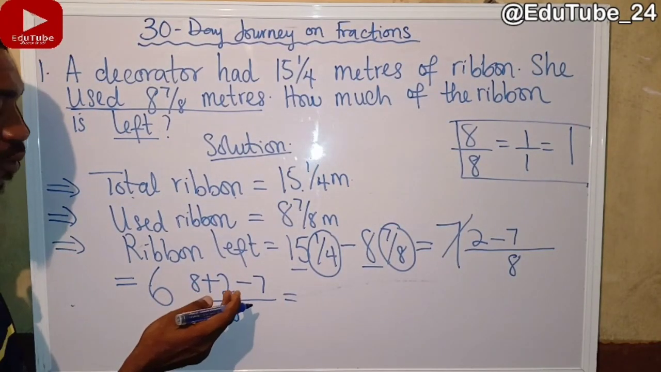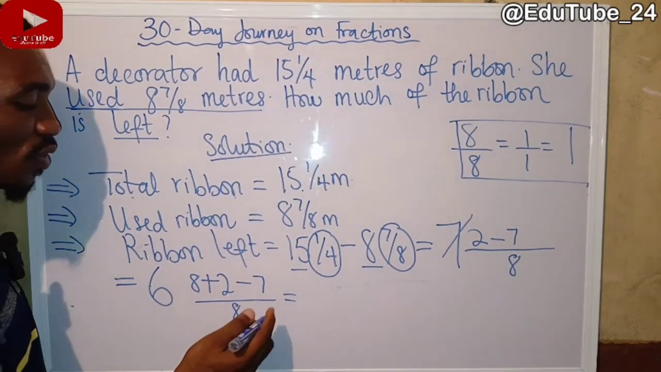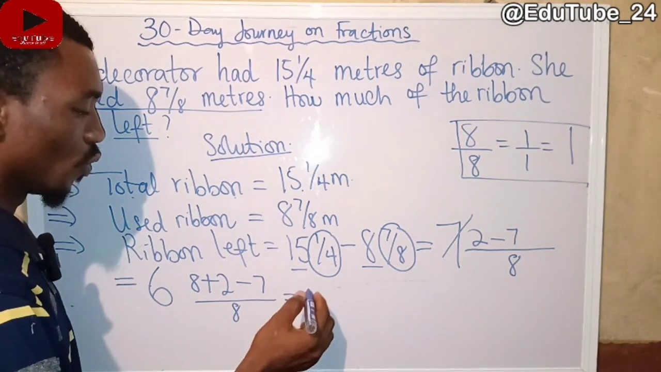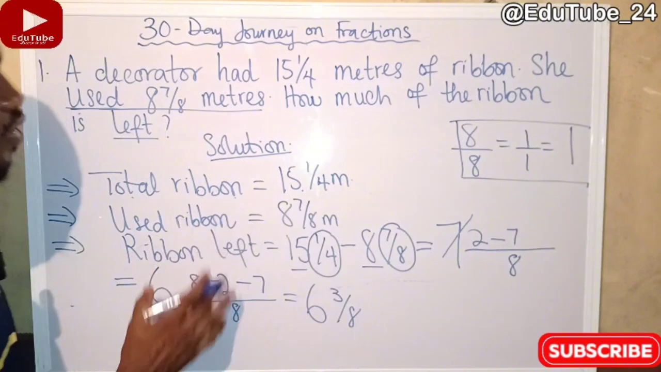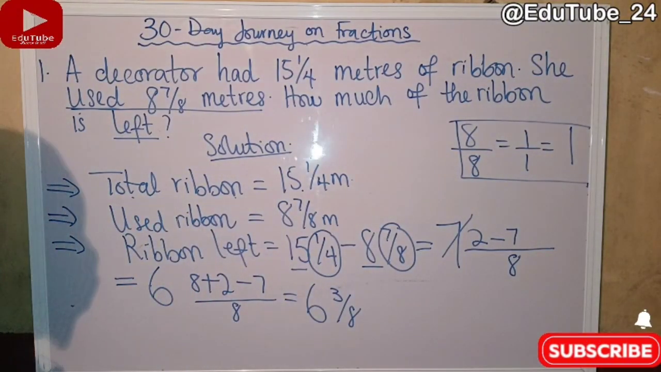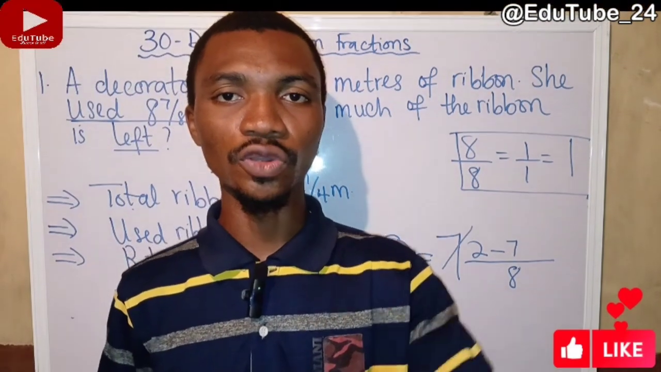Now let's add 8 plus 2, that gives us 10. Then 10 take away 7, we are going to have what? 3. So our answer is 6 and 3/8. That is that for question number 1. So let's move on to question number 2.